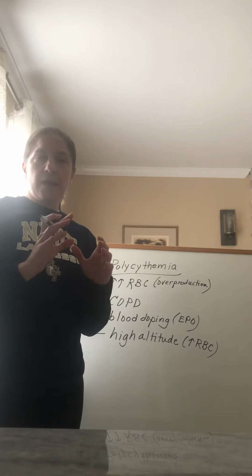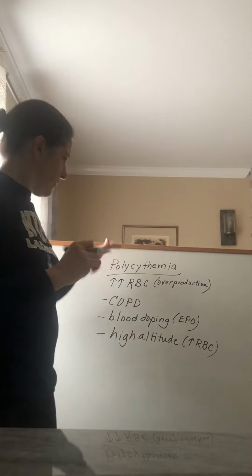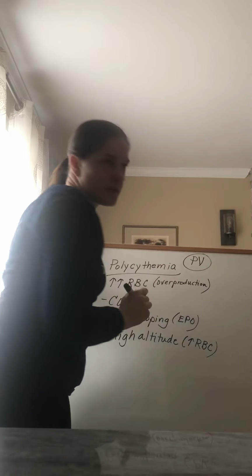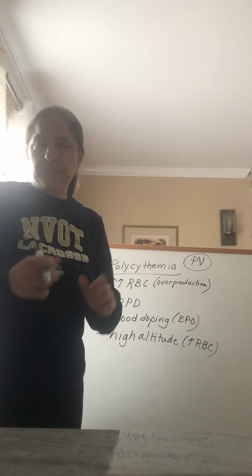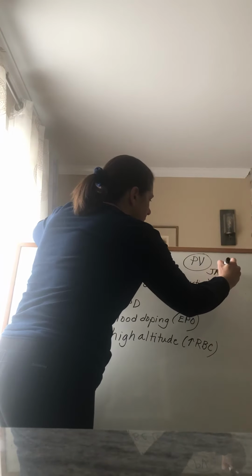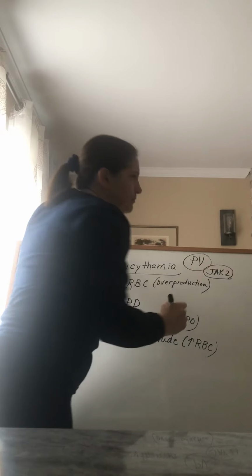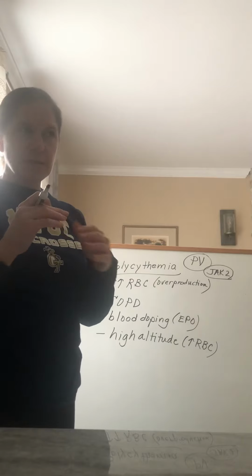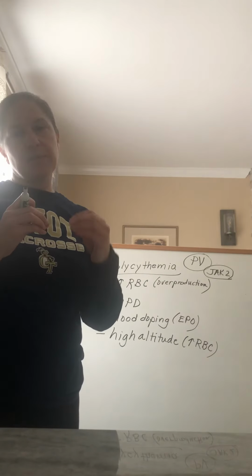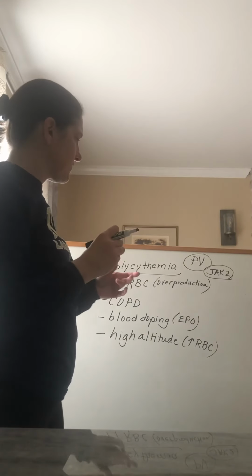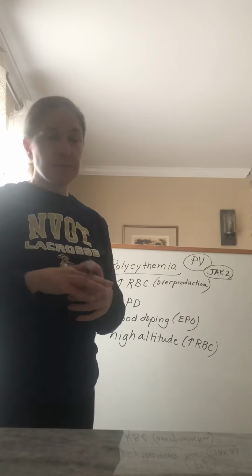And then there's a genetic form of polycythemia called PV, polycythemia vera, which is a mutation of what's called the JAK2 gene. And what it disrupts is cell signaling that would stabilize the amount of red blood cells produced. That stabilization is gone, and so because of that, now you're overproducing red blood cells.